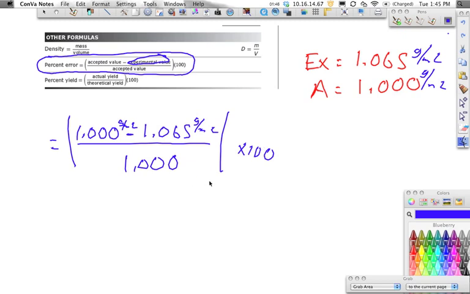Now, one thing you've got to make sure that you do is that when you're plugging it into the calculator, you subtract before you divide. So we would put 1.000 minus 1.065, and then we divide that by 1.000, and then we multiply it by 100. And when we take the absolute value of it, we just want to have a positive number. So we would get negative 6.5, but just take the positive value of that, the magnitude of it, which is 6.5, and that would be our percent error.